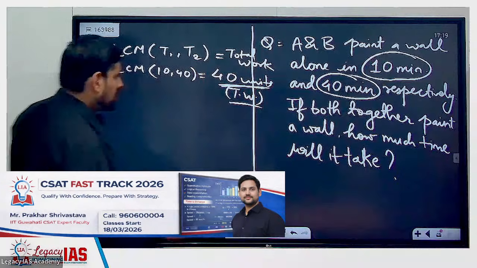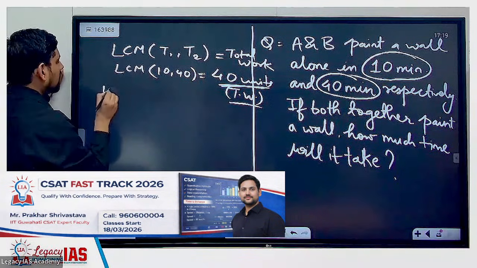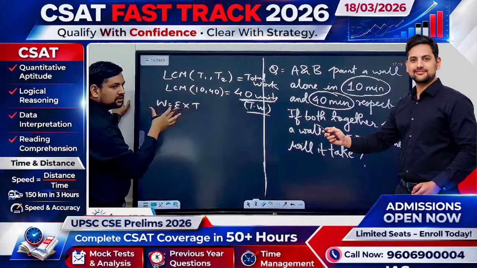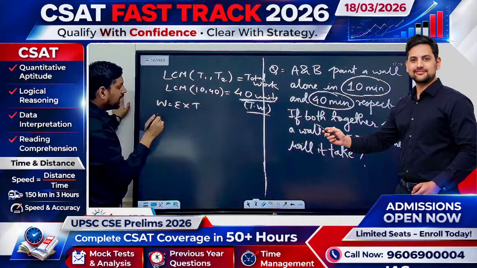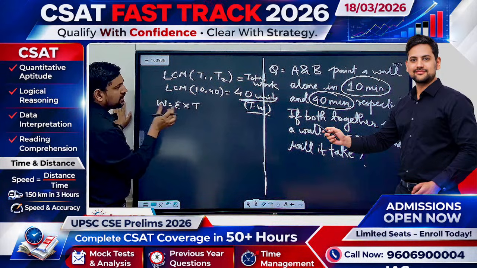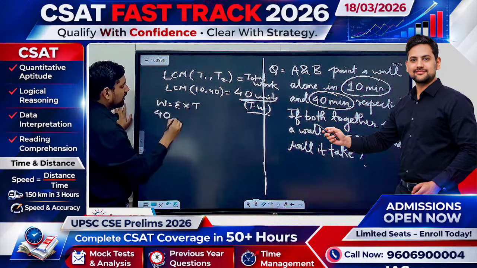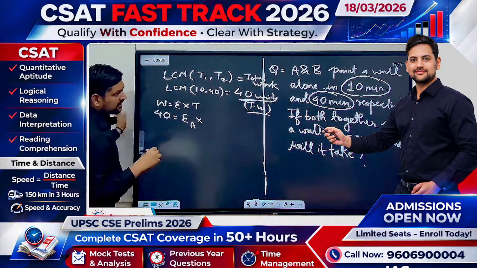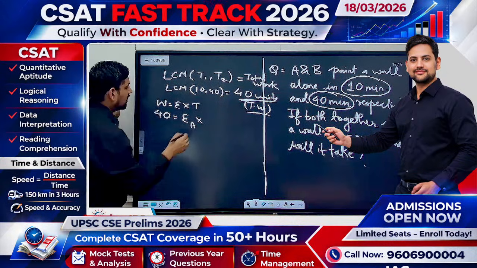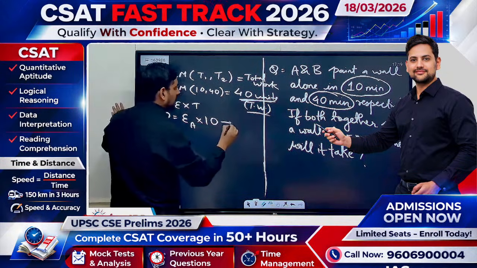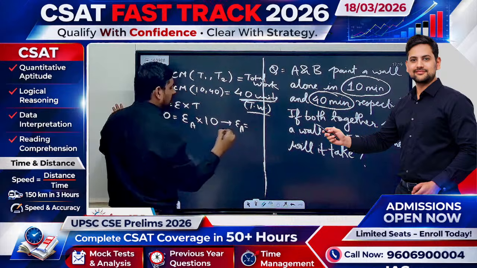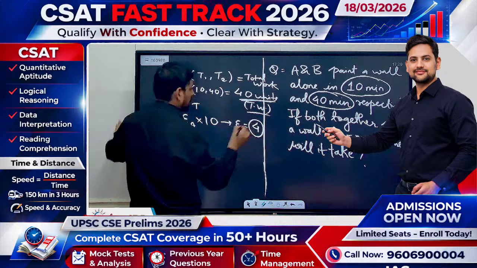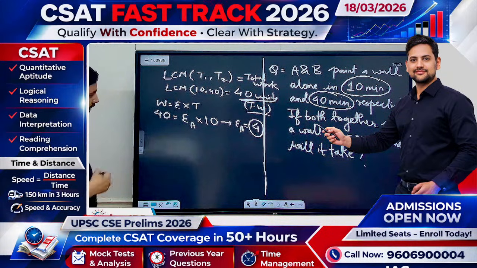Yes, correct. So basically, you know this work is equal to efficiency into time. Now, if I want to find out efficiency of A, total work is 40 units. Let's say efficiency of A is what I'm trying to find, into how much time does A take? A takes 10 minutes. So this is 10. You get efficiency of A is equal to 40 by 10. That is 4. This is efficiency of A.